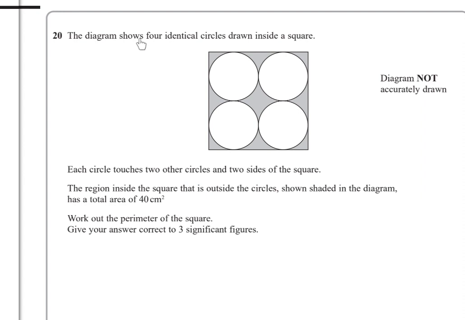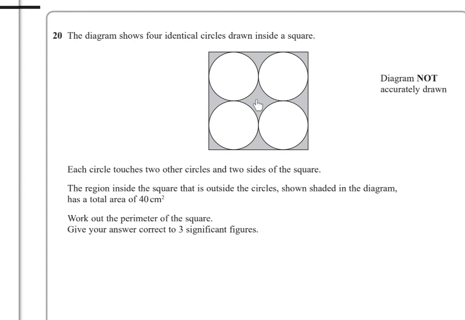20. The diagram shows 4 identical circles drawn inside a square. Each circle touches 2 other circles and 2 sides of the square. The region inside the square that is outside the circles, shown shaded in the diagram, has a total area of 40 cm squared. Work out the perimeter of the square. Give your answer correct to 3 significant figures.